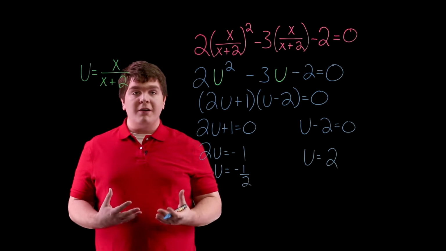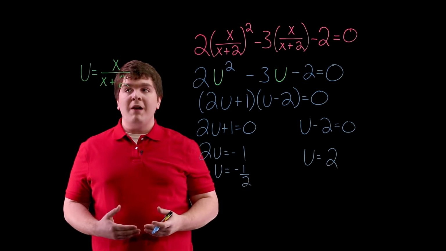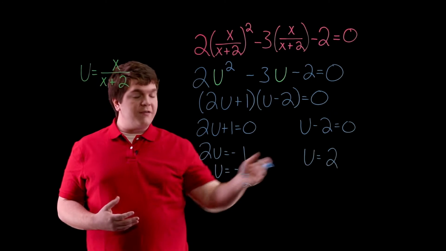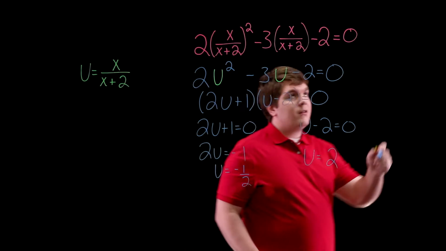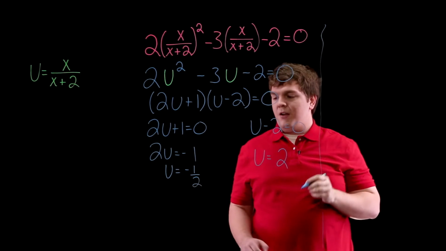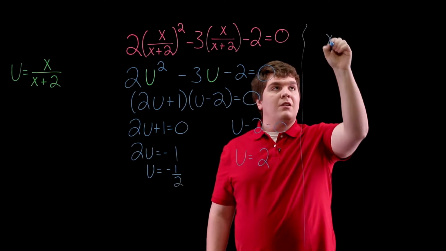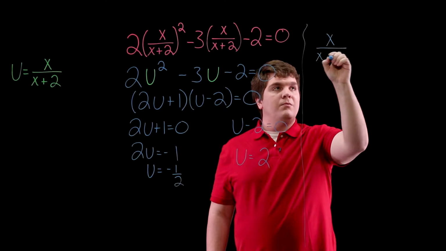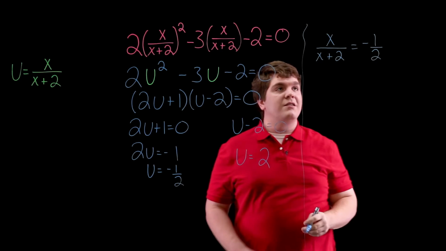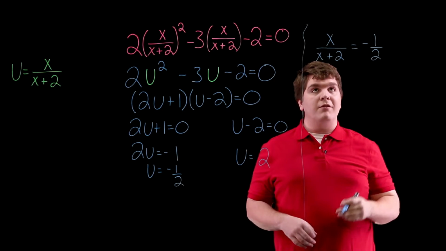So since our problem started in terms of x, and we solved our problem in terms of u, we have to substitute x divided by x plus 2 back in for u and solve each of these equations. So solving u equals negative 1/2, we'll substitute x divided by x plus 2 in for u, leaving us with x divided by x plus 2 equals negative 1/2. Now we'll cross multiply to solve for x.